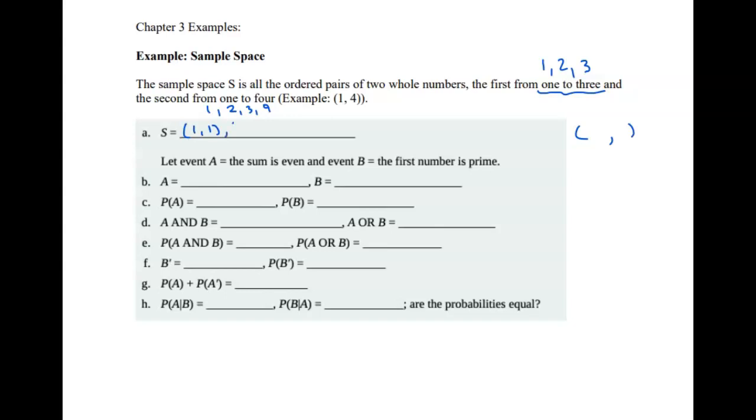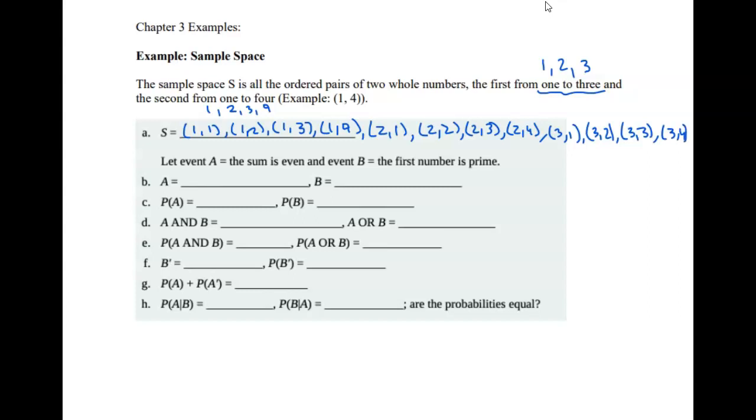We have (1, 1), (1, 2), (1, 3), (1, 4), then (2, 1), (2, 2), (2, 3), (2, 4), and finally (3, 1), (3, 2). Let me make some room here. (3, 3), and (3, 4). Okay, so this is the sample space for my problem.